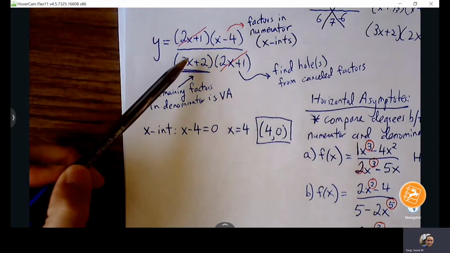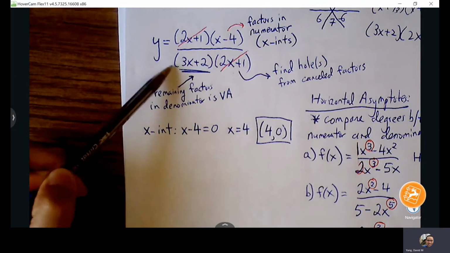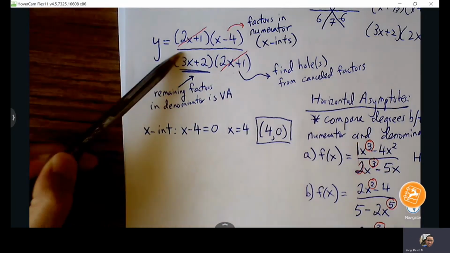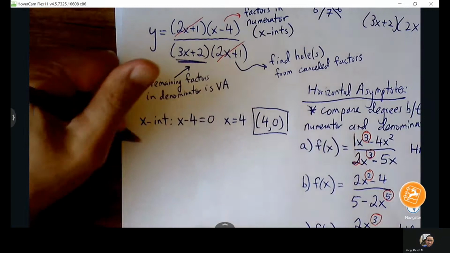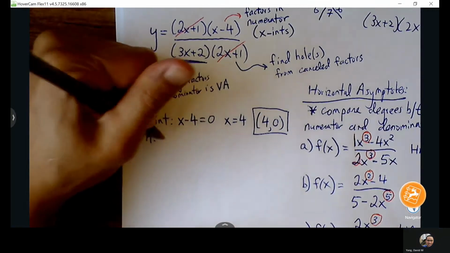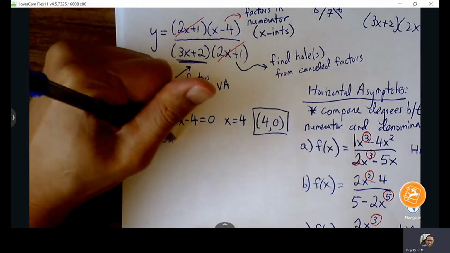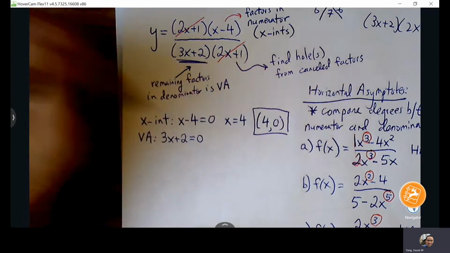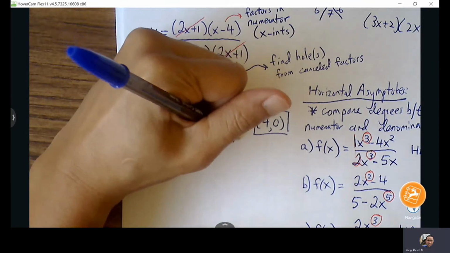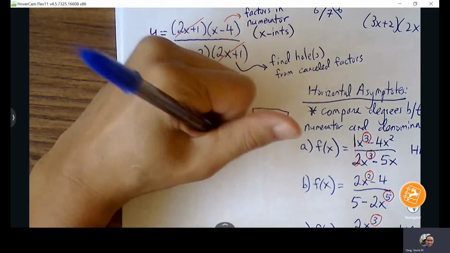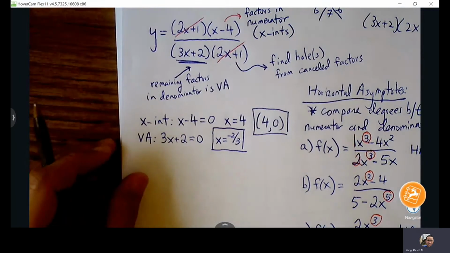Okay. Next up, I'm going to move to my remaining factor here. This is how I'm going to locate my vertical asymptote. Solve for x. x equals -2/3. That is where the vertical asymptote will live.